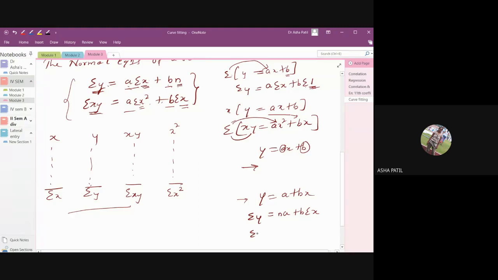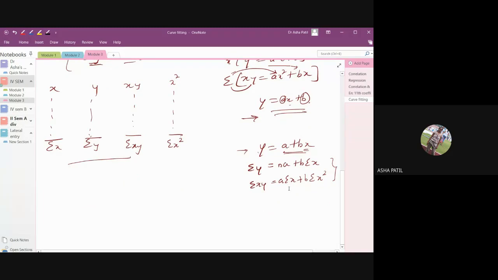Same procedure. What will you have? Summation xy on the LHS after multiplying by x. Here again you are multiplying by x. So what will you get? a into summation x, and if you multiply by x, you will get b into summation of x square. So accordingly, if they ask you for y equal to ax plus b, these will be the normal equations. If they give you the form a plus bx, you can take these as the normal equations. Or they may just ask you to fit a straight line. You can take the straight line in any of the forms.